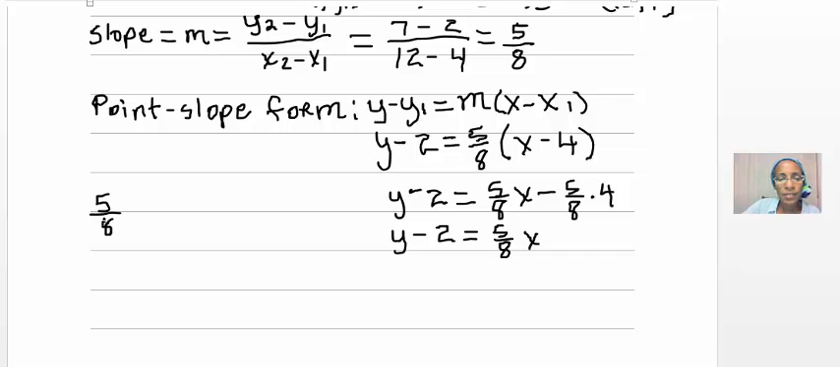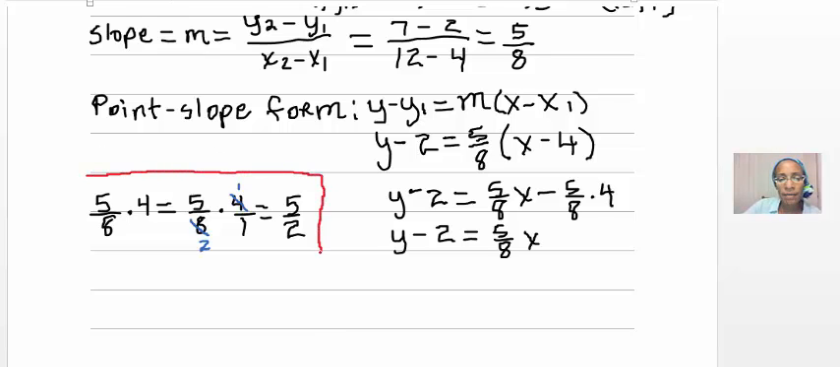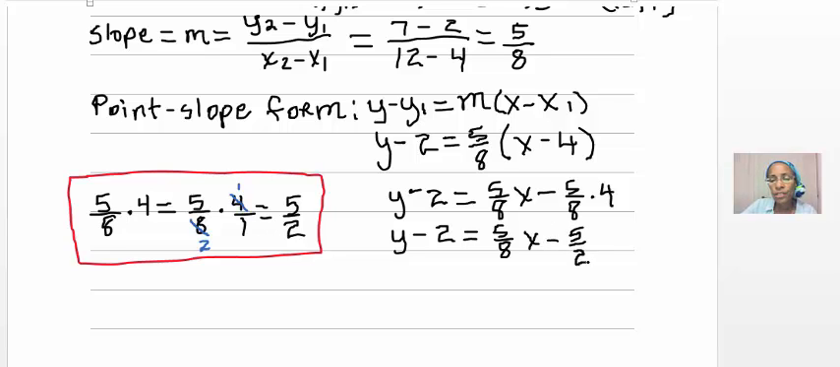Now let's go over to the side and calculate 5/8 times 4. That's 5/8 times 4 over 1. 4 goes into 4 once, 4 goes into 8 twice. So I have 5 times 1 is 5, that's my numerator, and 2 times 1 is 2, that's my denominator. So in place of 5/8 times 4, I'm going to put 5/2. So this is 5/8x minus 5/2.